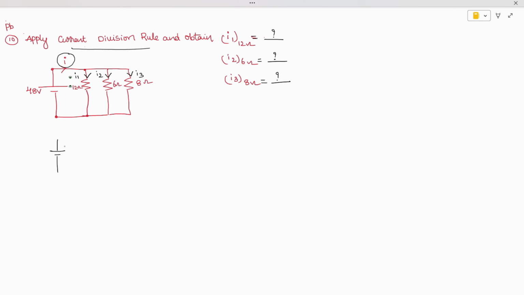This is a 48 volts battery, and you can see the 12 ohm resistor here. What is the voltage at this point? 48 volts. What is the voltage at this point? 48 volts. What is the voltage at this point? 48 volts. Then 0 volts, 0 volts, 0 volts. The voltage is constant, and current is dividing.